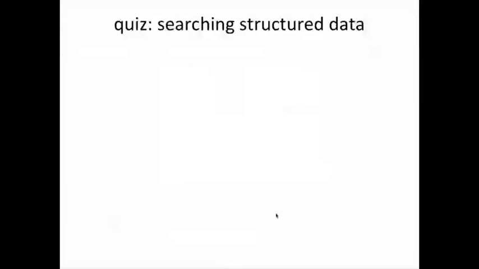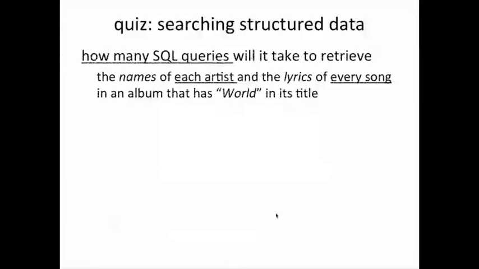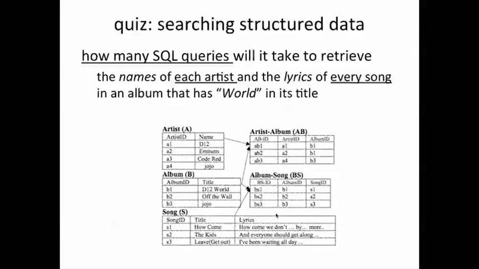Things get a little more difficult if one now wants more information from this complex schema. So let's ask, how many SQLs will it take to retrieve the names of each artist and the lyrics of every song in an album that has world in its title? Take a look at the schema and answer the question. Please avoid complex joins which join every single table in this schema. You could do that, but we're trying to get at how many simple queries it will take.